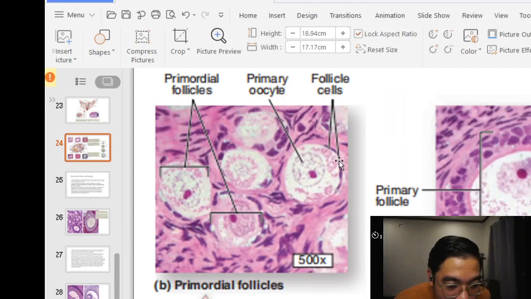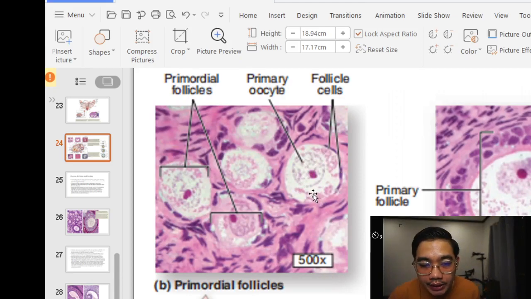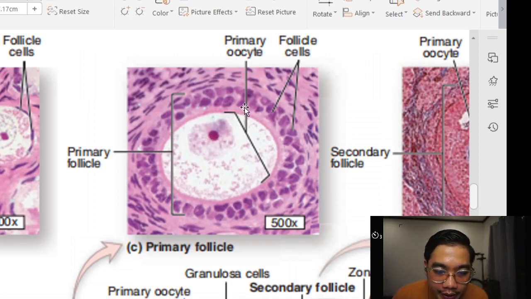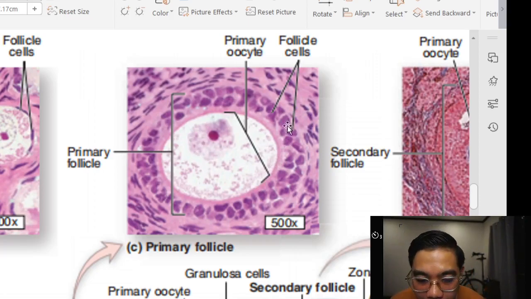It is lined by flattened epithelial cells, no, and then the primary oocyte is here, this one. This one is stuck in meiosis 1 until it develops after puberty. It develops into your primary follicle, no? So what happens when it becomes the primary follicle? Of course, the follicle becomes bigger, and your follicle cells, the ones that line the follicle, also develop, no?